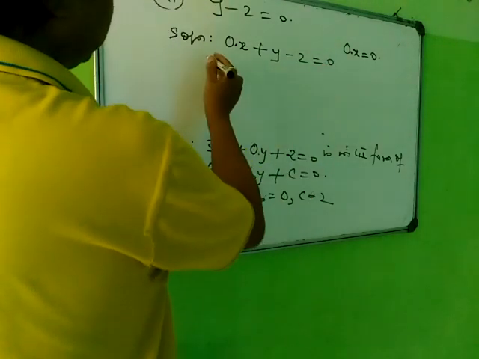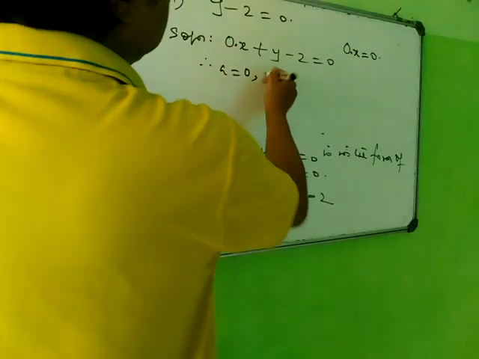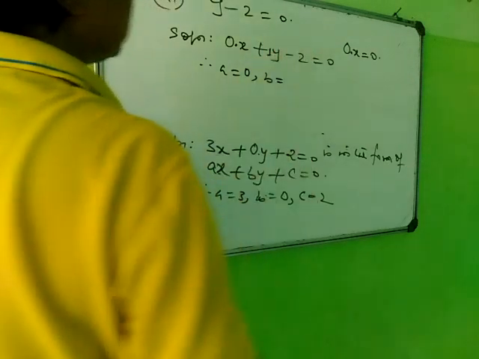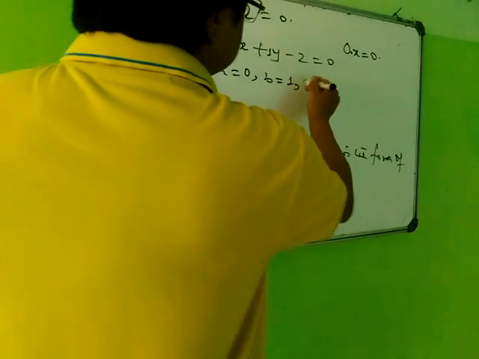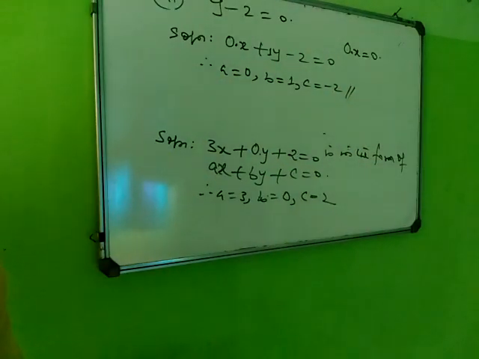So here now, therefore here a is what? a is 0. b is the coefficient of y, here how much? 1 is there. So b is 1. And c is minus 2. So it is very simple.